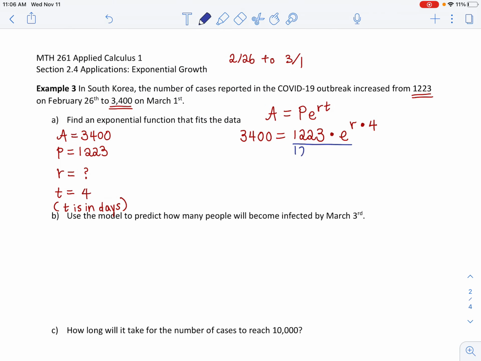All right, let's go ahead and first divide both sides by 1223.